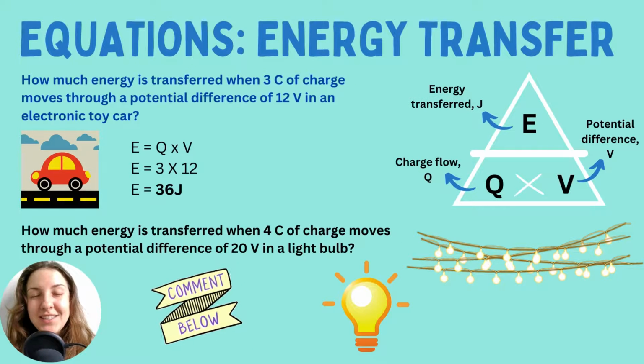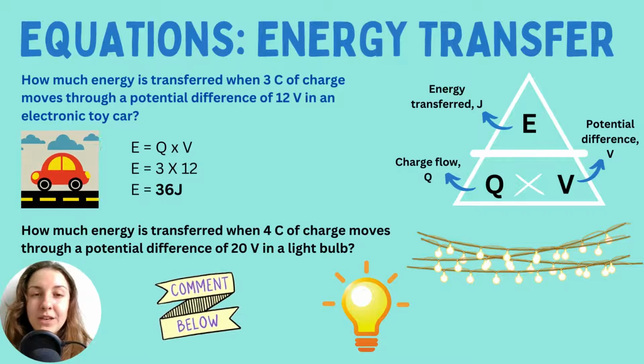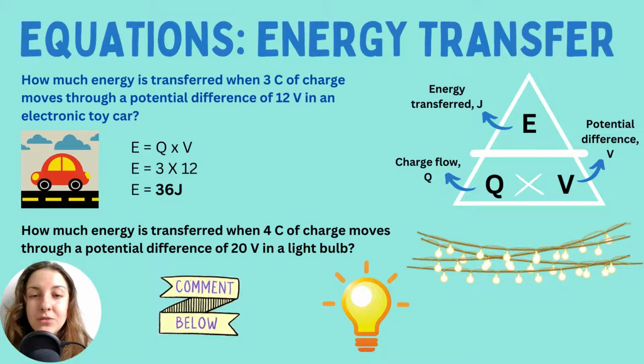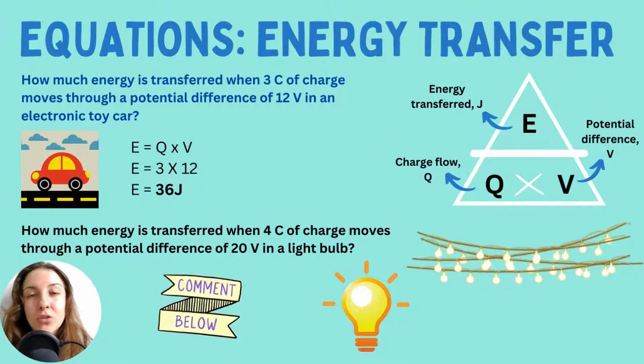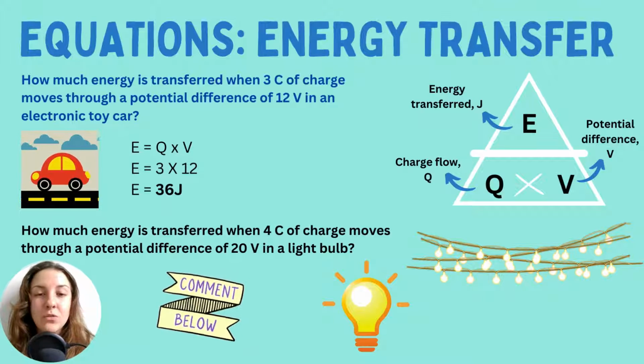So again, at GCSE, they like to give you lots of questions that are to do with different equations. This is another equation that you could get asked about for energy transfers and power. So it says how much energy is transferred when 3 coulombs of charge moves through a potential difference of 12 volts in an electric toy car. So you need to know the equation. Energy transferred is equal to coulombs, or the charge, which is Q, times by the potential difference in volts.